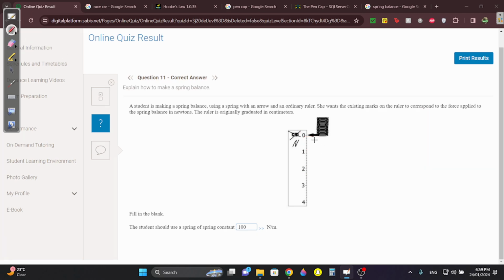Let's look over here. We want to find the spring constant. K equals force over delta L. You can take any one. Since we want it to correspond, at 1 centimeter it's going to be 1 newton, at 2 centimeters 2 newtons, at 3 centimeters 3 newtons, at 4 centimeters 4 newtons, and so on and so forth. So you can take any one, and you'll get the same answer.